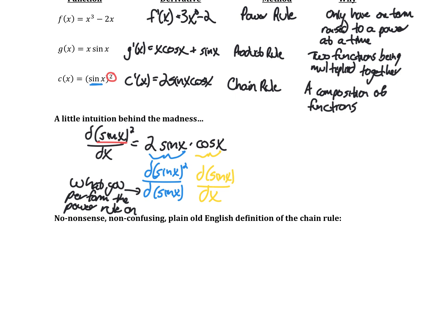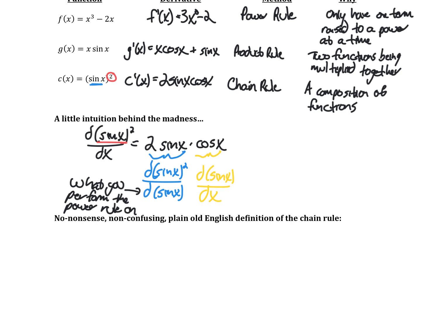Okay, now think about that for a second. The first piece, the 2 sine of x, was the derivative of sine of x squared with respect to sine of x, so I performed the power rule on the sine of x. And then I took the derivative of sine of x with respect to x, kind of like we normally would do. Well, look what happens.